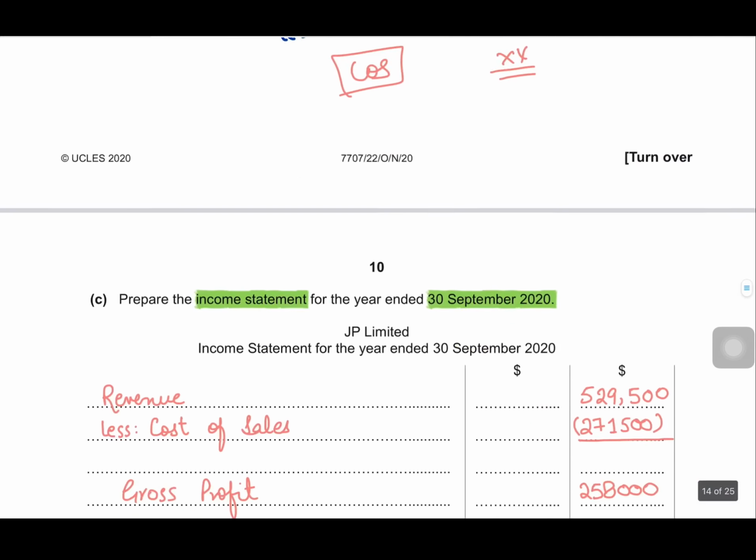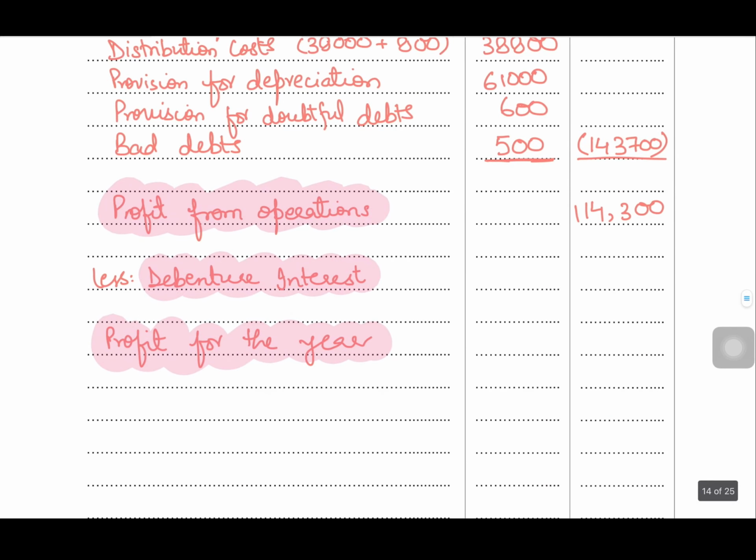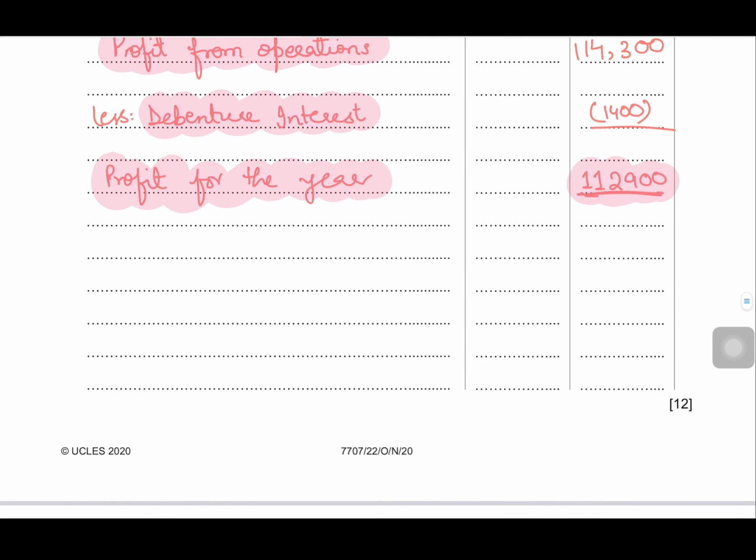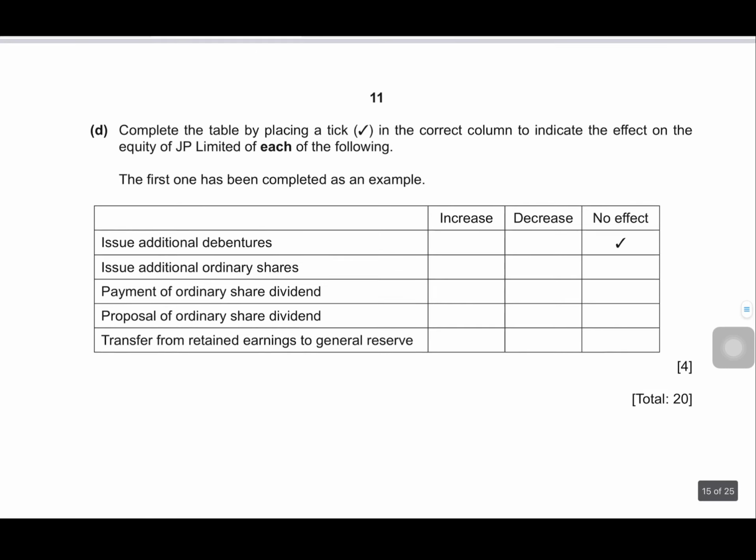So 1400 will now be subtracted from your profit from operations, and then you will arrive at your profit for the year, which will be $112,900. This is the profit for the year after all the expenses have been subtracted, right? So then you will have your 12 marks. Very good. Now let's move to part D.